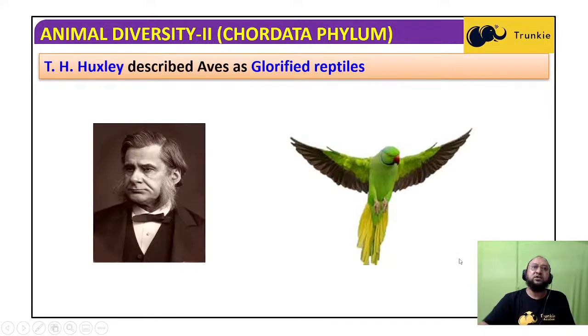Now T.H. Huxley is another scientist who described aves or birds as glorified reptiles, because reptiles are the precursor animals. Birds evolved from the reptiles. Reptiles had some changes, modification and specialization, and then became aves or birds. So T.H. Huxley described these birds as glorified reptiles.